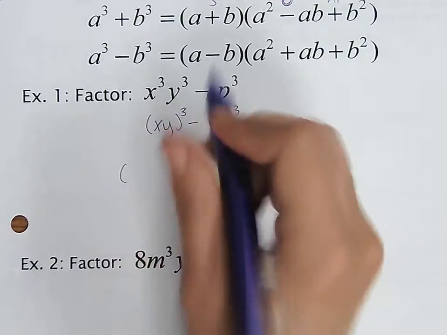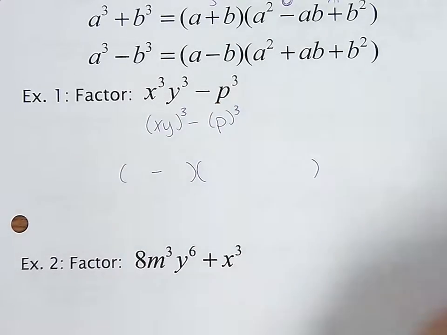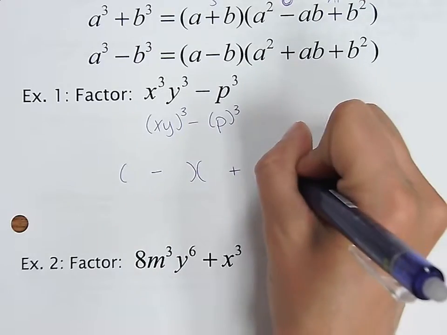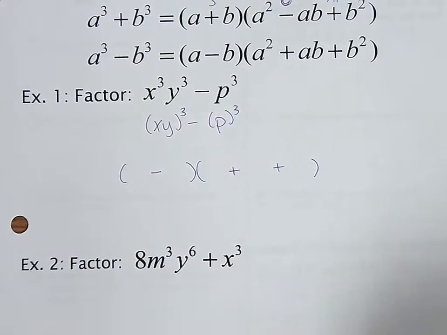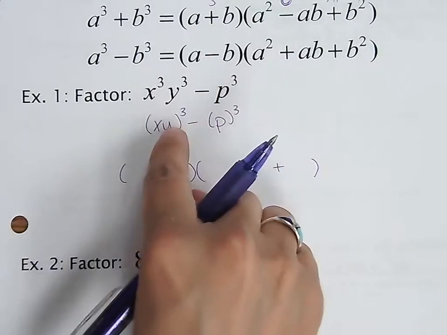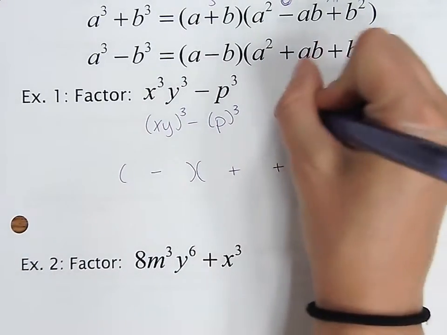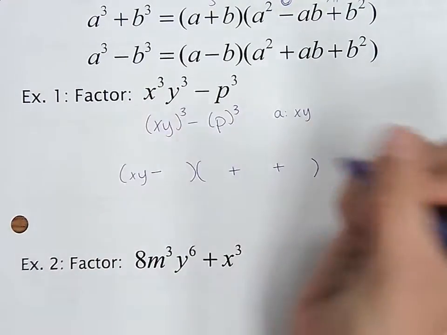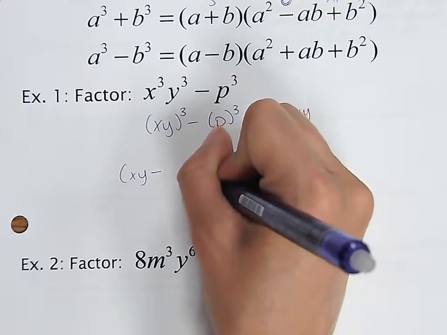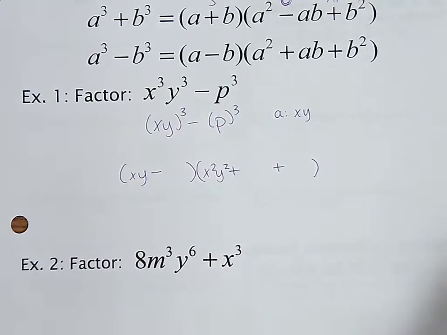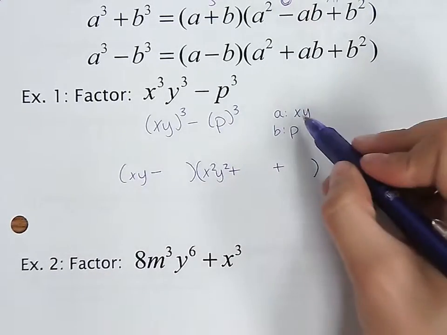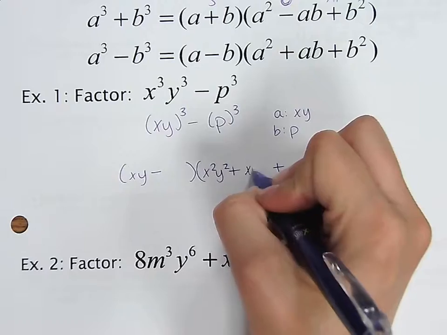I know that I will have the same sign here. I know that I will have an opposite sign here and a positive sign here. I'm leaving space for what these will be. So my a term is xy. So a will be here, xy. This one will be a squared, so x squared y squared. This one will be a times b. Our b term is p, so xy times p is xyp.